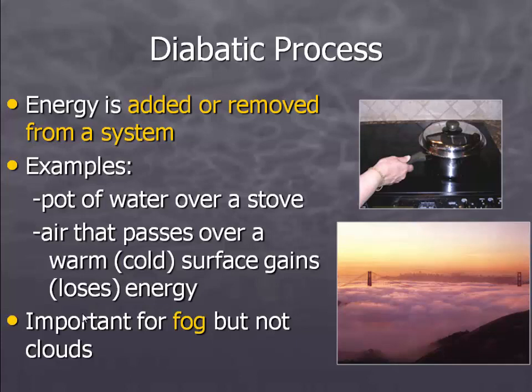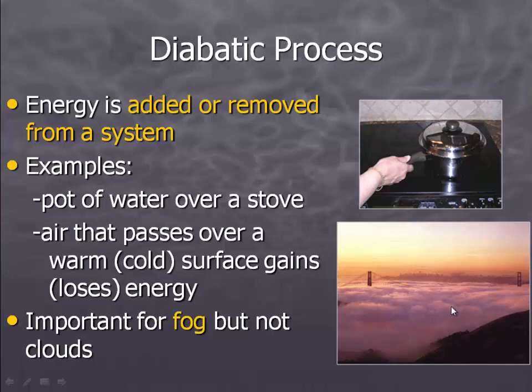There are also other examples of diabatic processes in the atmosphere. This is basically just sort of an energy exchange. You can imagine air passing over very warm or very cold water. Right at the surface, there will be an energy exchange between the air and the surface. Since there is energy added or removed from that system, we call these diabatic processes. Diabatic processes are very important for fog, but not for clouds. Fog is just a cloud at the surface.